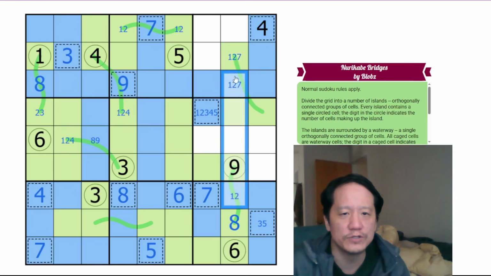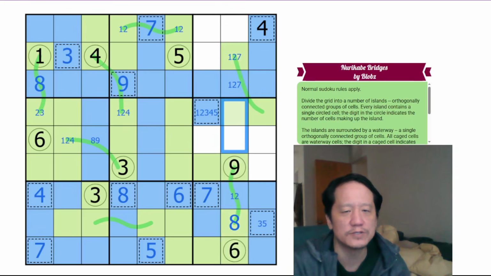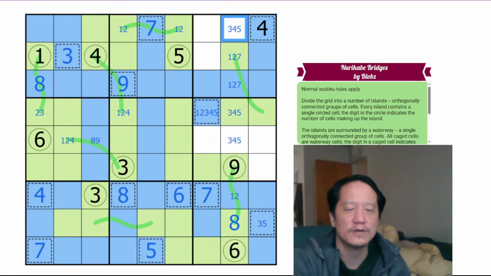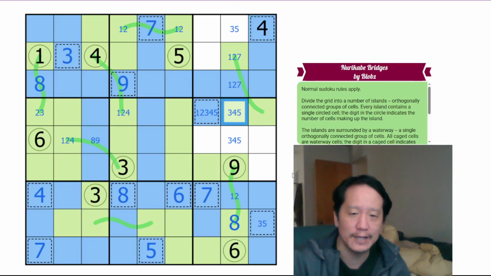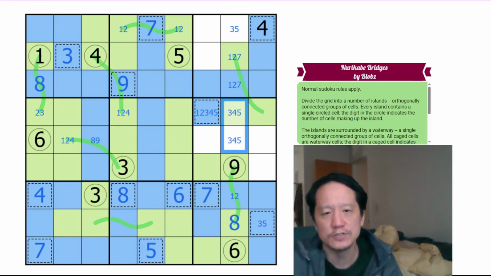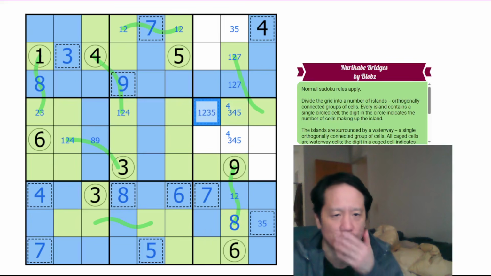That means we have a 1, 2, 7 triplet in column 8, which eliminates 1, 2, 7 in the rest of the column. So that leaves these as 3, 4, and 5. This cannot be 4 because of 4 in the box. So 4 in column 8 has to be one of these 2 digits here, which means this cannot be 4 here.